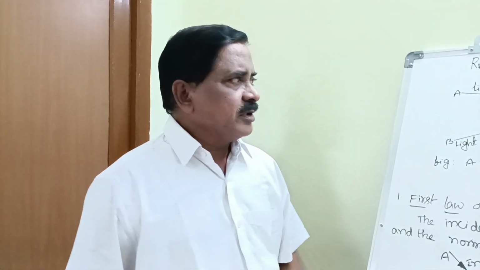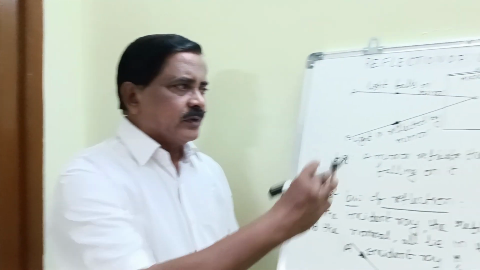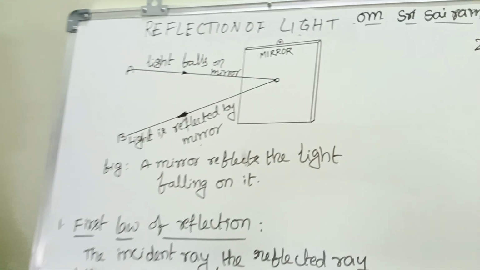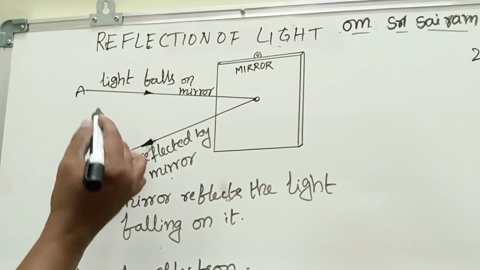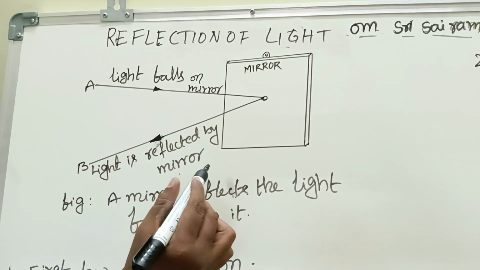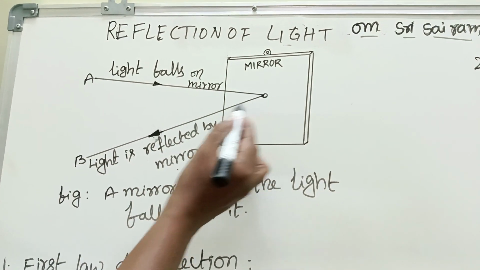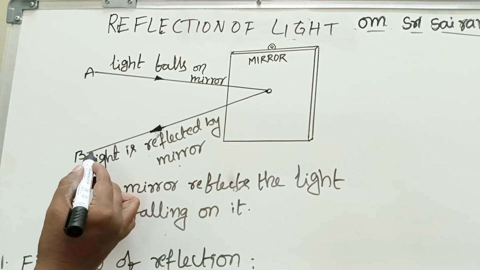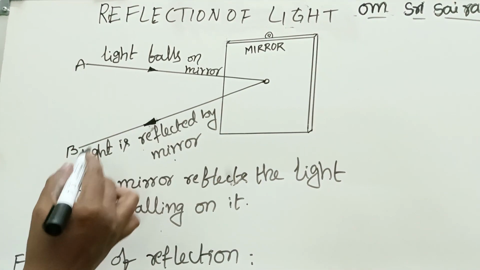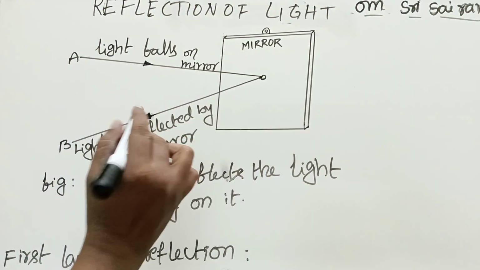Today we have the subject of reflection of light. It is useful for both 10th and 9th classes. Now, coming to the definition of reflection, when light falls on a mirror, it bounces back in another direction. This bouncing back of the incident ray is called reflection.